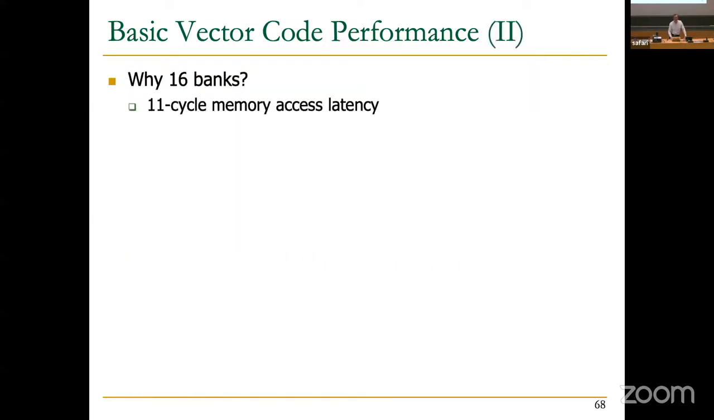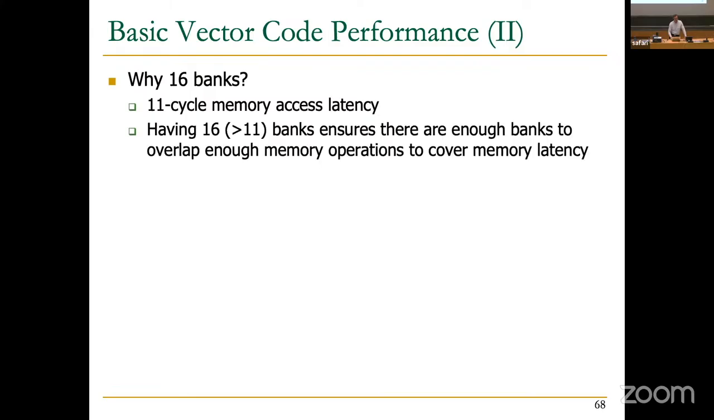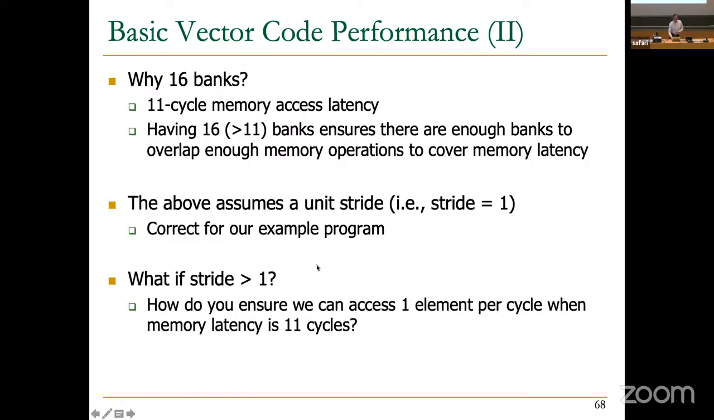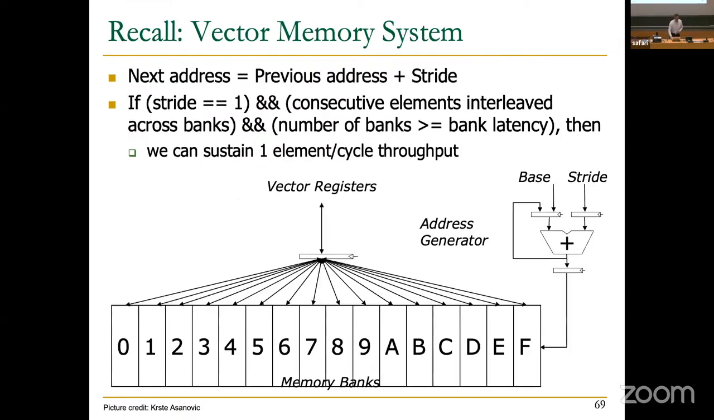Hopefully this is clear right now. We have an 11 cycle memory access latency. Having 16 banks ensures that there are enough banks to overlap enough memory operations to cover the memory latency. And the above assumes unit stride. Basically, that's what we're assuming. And this is correct for our example program. If stride is greater than 1, then how do you ensure you can access 1 element per cycle when memory latency is 11 cycles? Well, then you need to be more careful. We're going to get back to that.